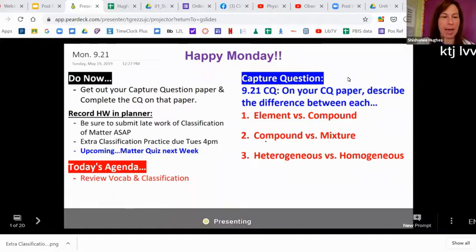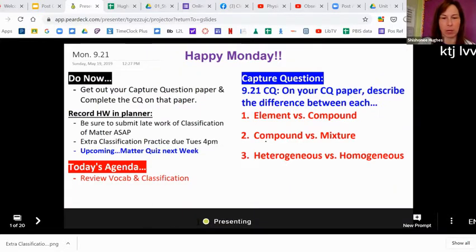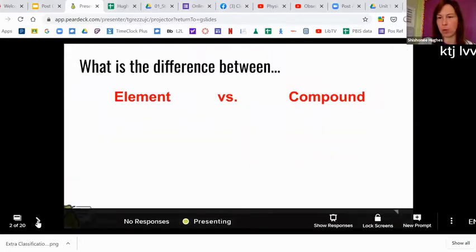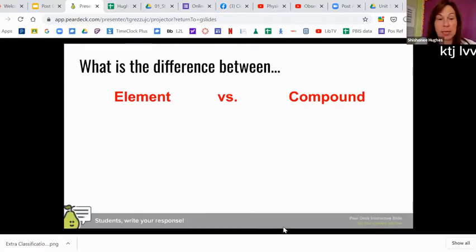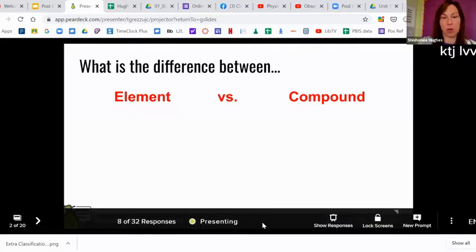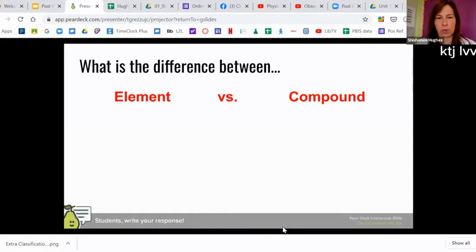Okay, so let's see, how many kids do I have in here? All right, we're gonna start off now with our lovely element versus compound. Off to the right, you should see a spot to put your responses. I have 32 in here, which is good. I think I only need 2 more of you to log in. Joinpd.com, KTJLVV, KTJLVV.